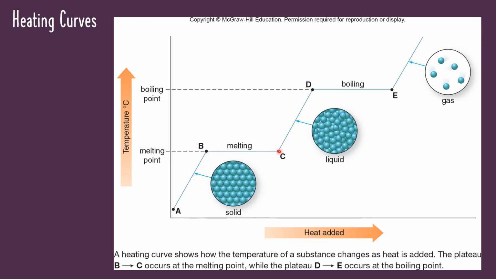Once you get to complete liquid, you keep adding heat, the temperature keeps going up, and then you're going to get to the boiling point, the point where you change from a liquid to a gas. Again, you're going to have to add in a lot of heat in order to change all of the liquid into a gas and complete the phase change. The temperature doesn't change at this point, even though you are adding more heat in. And then you get into the gas stage.